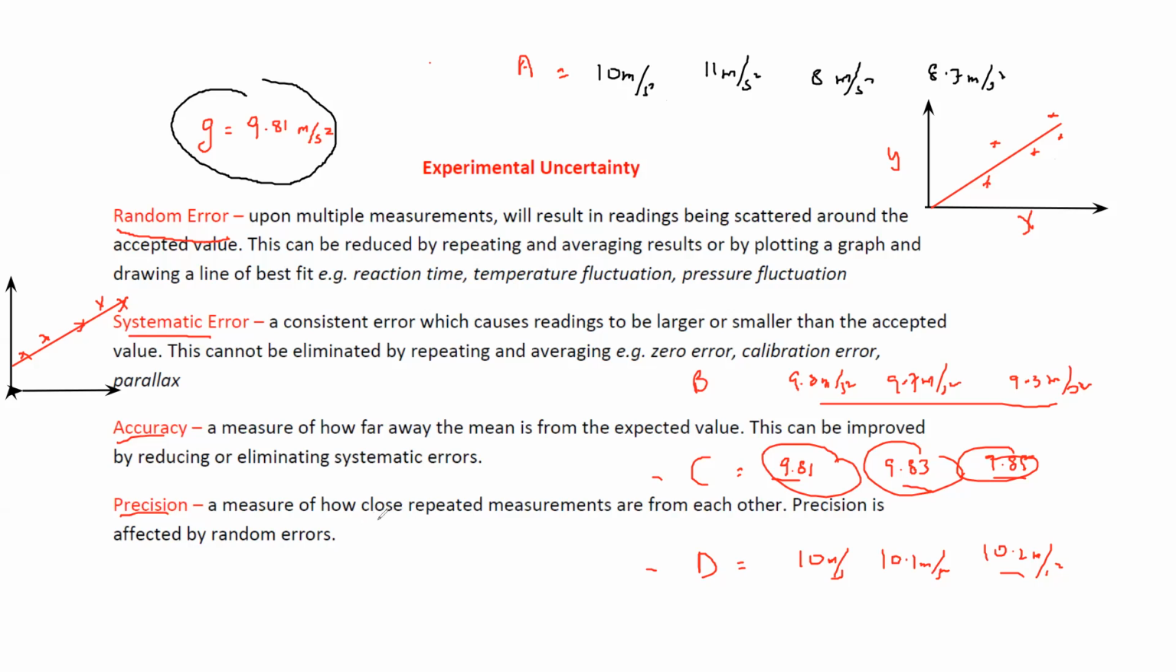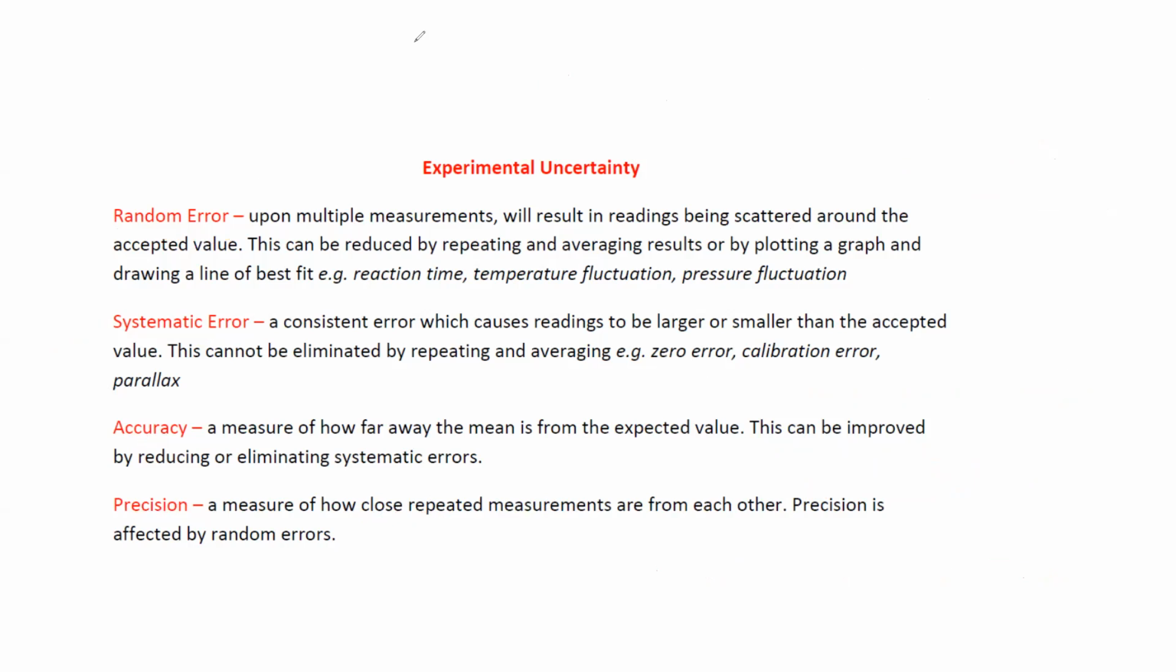Precision means how close the repeated measurements are to each other. Say two students are performing the experiment to find the acceleration due to gravity, which is 9.81 meter per second square. One student got the values 9.8, 10, 15. This is the result of student A. Another student got the results 13, 13.2, 13.5.